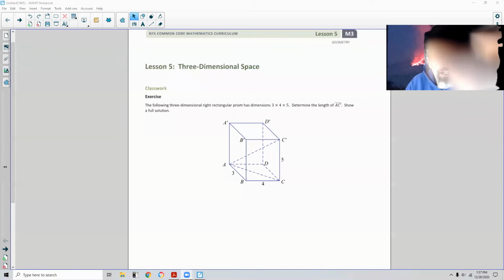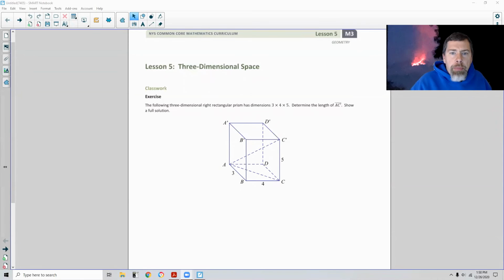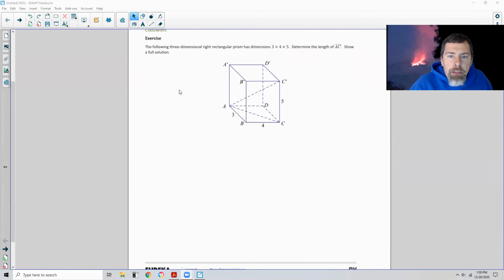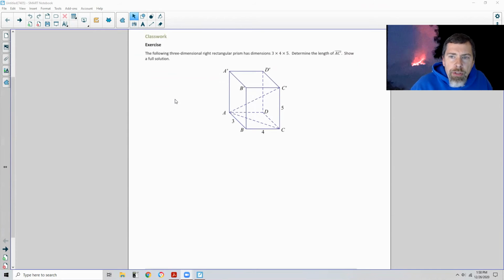Hello, Lesson 5, three-dimensional space, classwork exercise. Exercise means pause the video, see if you can do this, and we'll take a look at it. It says here, the following three-dimensional right rectangular prism has dimensions of 3 by 4 by 5. So if you look, the base is a rectangle 3 by 4 and it has a height of 5. Determine the length of AC prime, which is this diagonal.